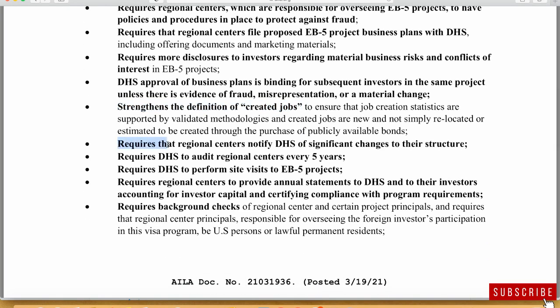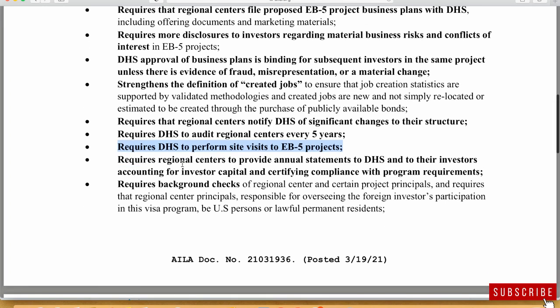It requires regional centers to notify DHS of significant changes to their structure. It requires DHS to audit regional centers every 5 years. It requires DHS to perform site visits to EB-5 projects. So these are all new things, right? Right now, that's not happening these days. It requires regional centers to provide annual statements to DHS and to the investors, accounting for investor capital and certifying compliance with program requirements. Requires background checks.